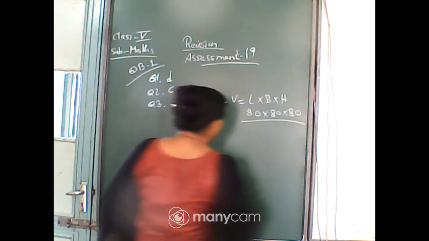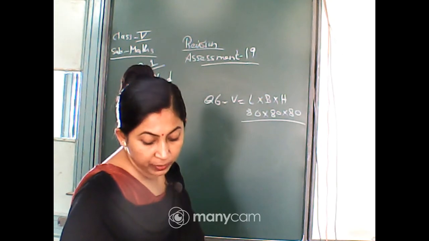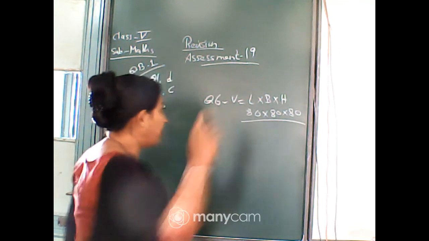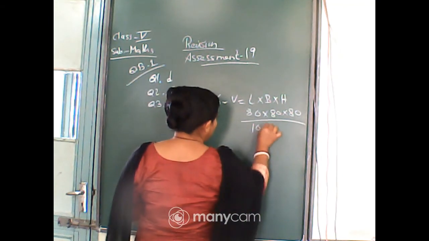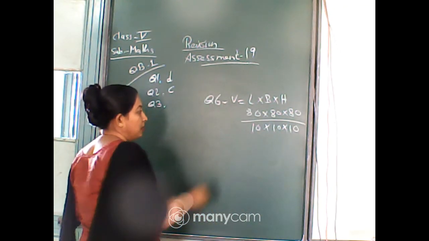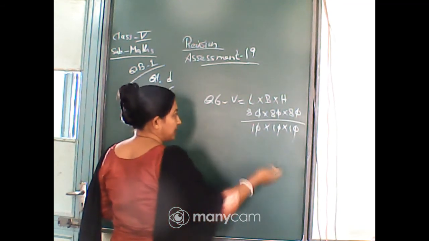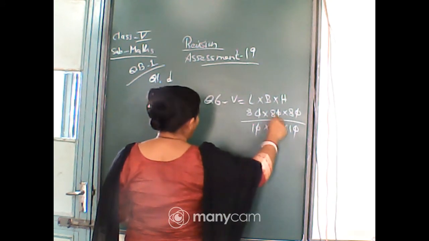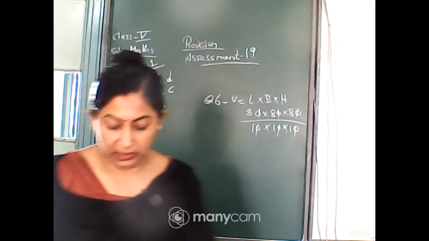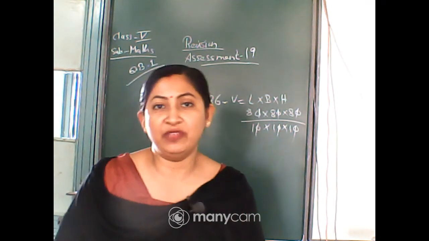The next one you have to find the volume of the small cubes. The small cubes, its side is given 10 centimeter. That means the volume will be 10 into 10 into 10, isn't it? Now you will cancel the zeros. 1, 2, 3, 1, 2, 3. The 3 zeros are cancelled. Now you just multiply 8 into 8, whatever the answer, into 8. So it will be very quick to answer. So this way you will solve. Clear?